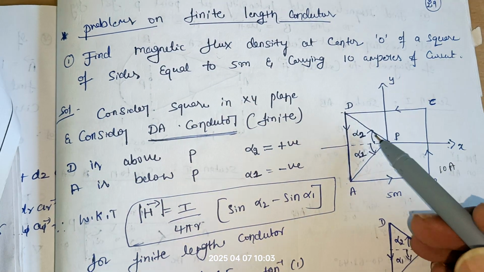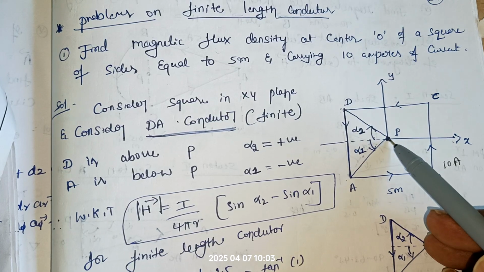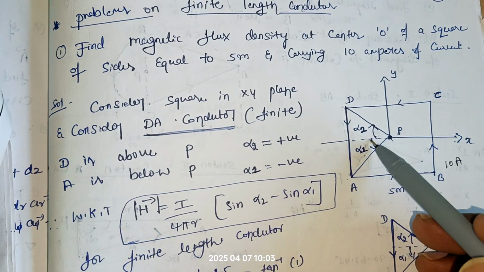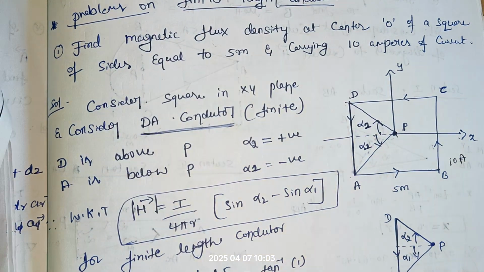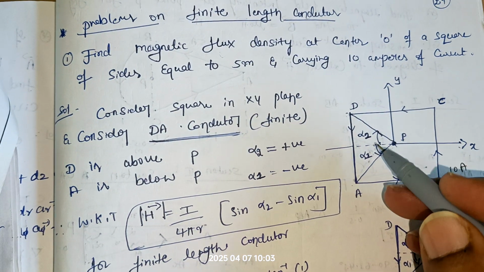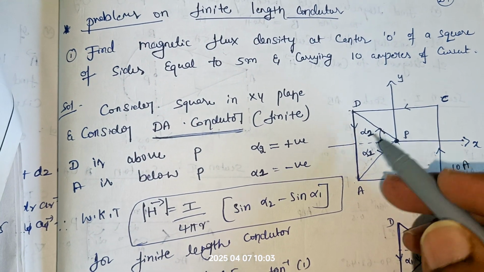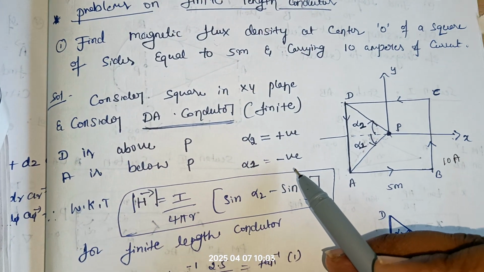So here you can observe, if I connect this line, point origin to D, point P to A, it is making some angle, that is alpha 2 and alpha 1. You can take whatever alpha you want. One is above this point and one is below this point. Above the point P consider it as positive, and below the point P consider it as negative.